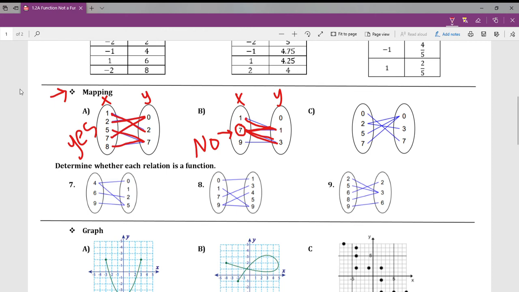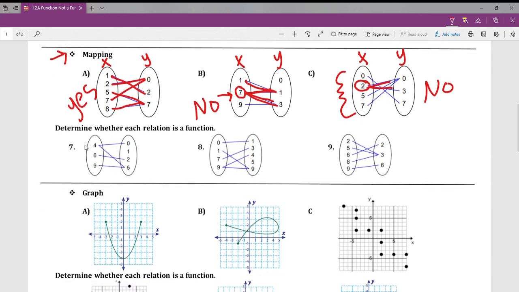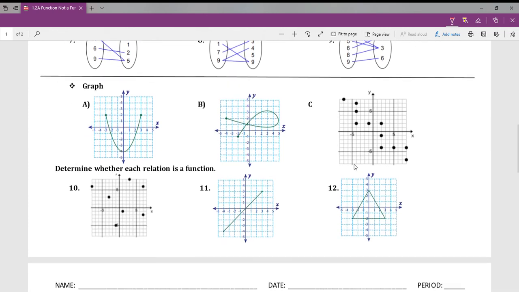Mappings are a little more difficult, so I'll make sure I go through one more problem with you. Again, x and y. We're looking at these x values right here. We're going to look at which one has 2 arrows coming from it. Which one is used twice? My answer, that 2 is used twice. So is it a function? No, again, because it's used twice. You can practice now on 7, 8, and 9.